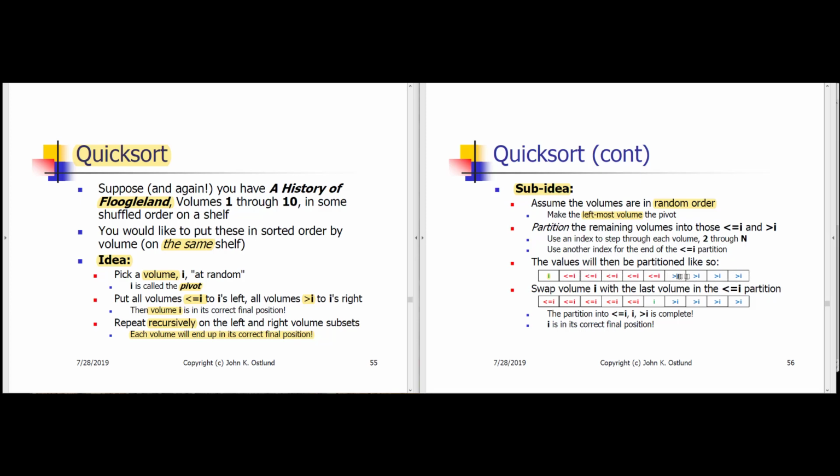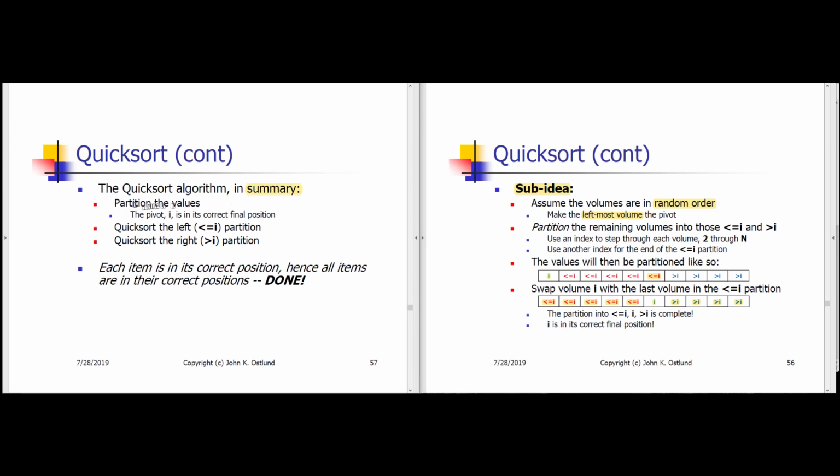When we have got these two partitions created, in order to make sure that I itself is in the correct place, all we have to do is swap the final volume that is less than or equal to I with the volume I, and we've now completed our partition. We've got all the volumes less than or equal to I, then we've got I itself, and we've got all the volumes greater than I. And so now we can quicksort the ones to the left of I and quicksort the ones to the right of I. So, as a very quick summary of this algorithm, we're first going to partition the values into those less than or equal to I, then those greater than I. Then we're going to quicksort the left side partition and quicksort the right side partition, and we're done.